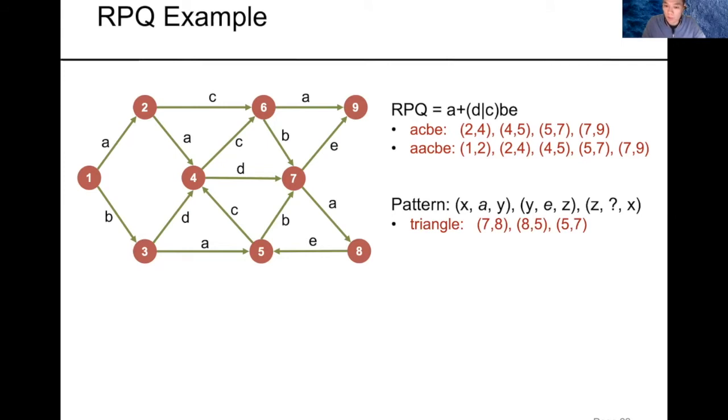Here we have a triangle pattern. Triangle pattern with three edges, the edge between x, y labeled with A, and the edge between y, z labeled with E. It doesn't matter what the label is for the edge between z to x. So there is one matched triangle in this graph: 7 to 8, 8 to 5, 5 to 7.